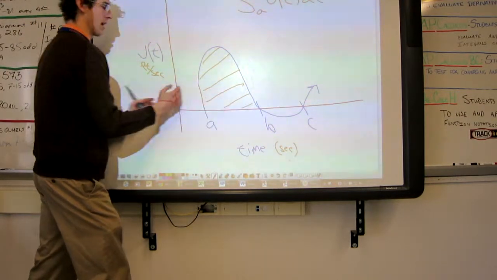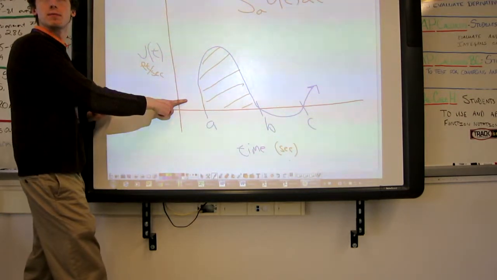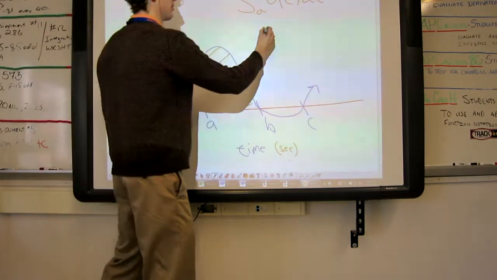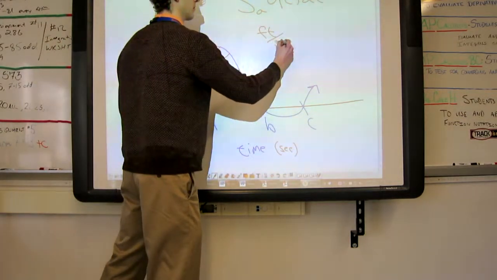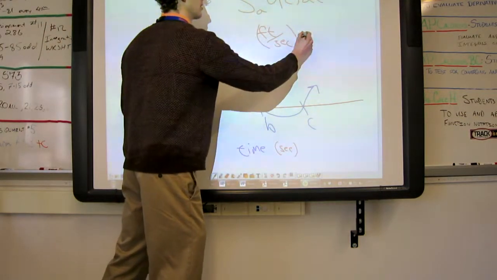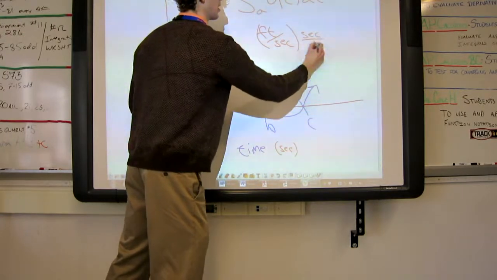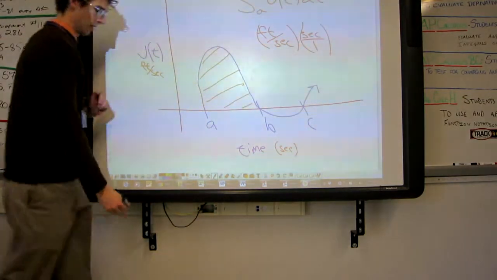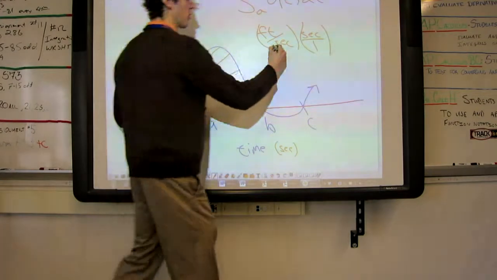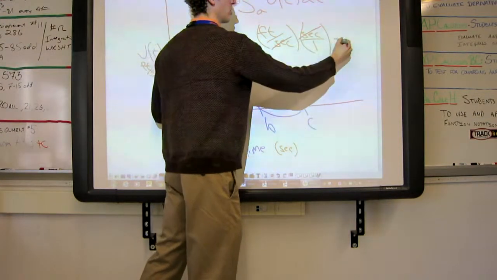So this area right here, seconds is our width and our height is feet per second, right? So feet per second times second, it's really second over 1, right? So these cross each other out, and you just get feet.